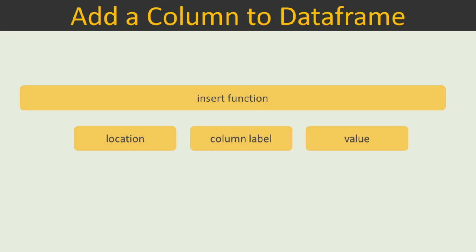Now let's see how to add a column to the data frame. To add a column, we will use the insert function. The insert function will take multiple parameters, of which we will see the location, column label and the value parameters. Location is the index where the new column should be inserted into a data frame. Column label is the label of the inserted column. Value is the column content or the actual data that should be in series or array-like format.